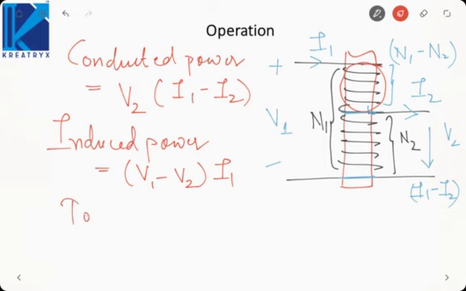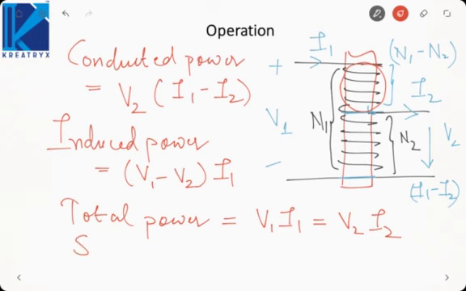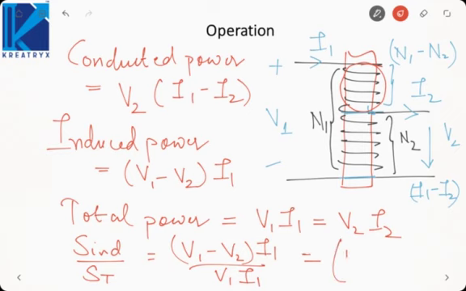Now total power on primary and secondary must remain the same, because as I told earlier also, a transformer does not work as an amplifier. Power must remain conserved. V1 I1 is equal to V2 I2. Now if we divide induced power by total power, V1 minus V2 into I1 by V1 into I1, this is 1 minus V2 by V1.